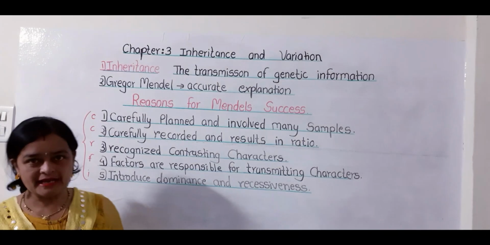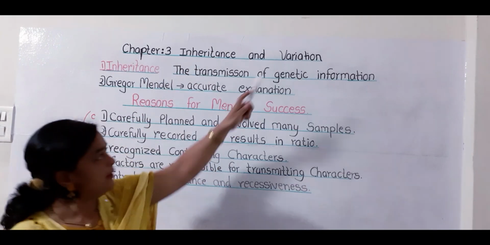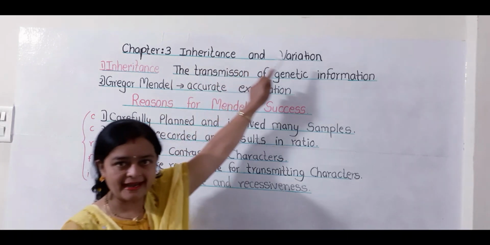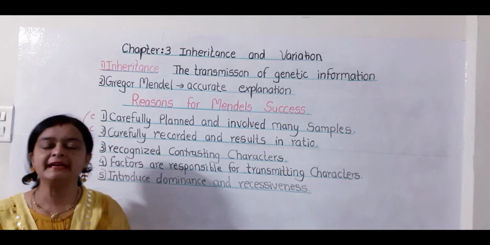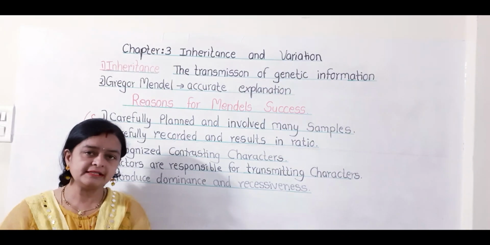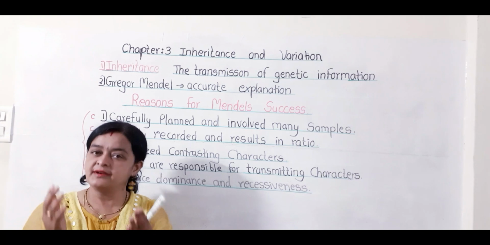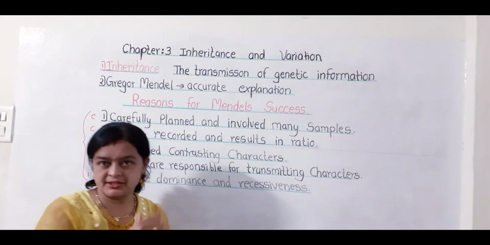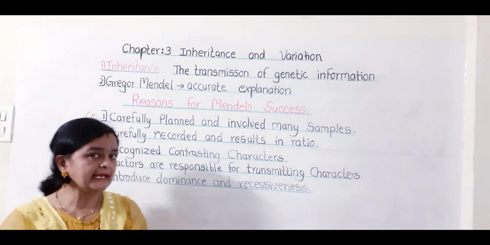Study new chapter, that is chapter 3, Inheritance and Variation. Okay, what is the name of our chapter? Inheritance and Variation. First of all you should know what is the meaning of inheritance. Inheritance means the transfer of character from one generation to the next generation, or from parent to offspring.